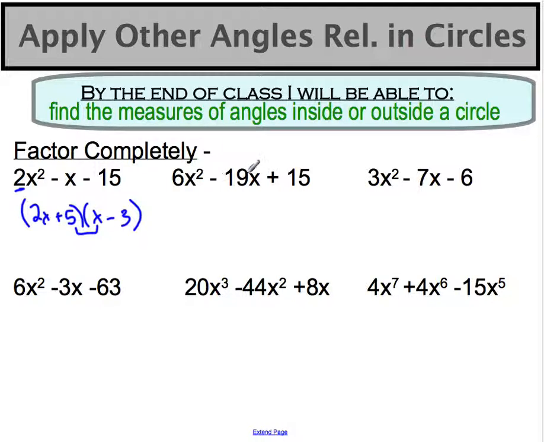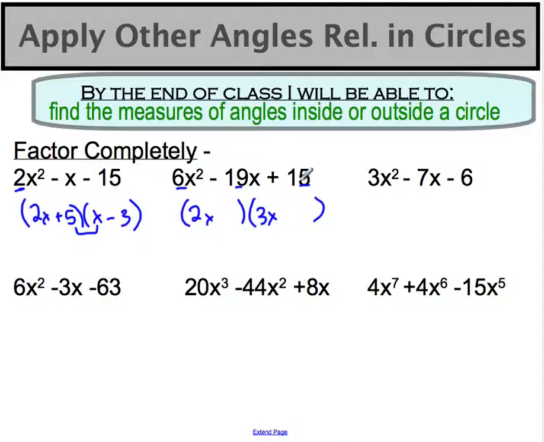Similar process here. We look first at these numbers, 6, 19, and 15. They're not divisible by anything to begin with, so we just need to figure out some way to split up the 6x. Probably this is going to be 2x and 3x. It could also be 1x and 6x, or we could switch around the 2 and the 3. So those are some options.